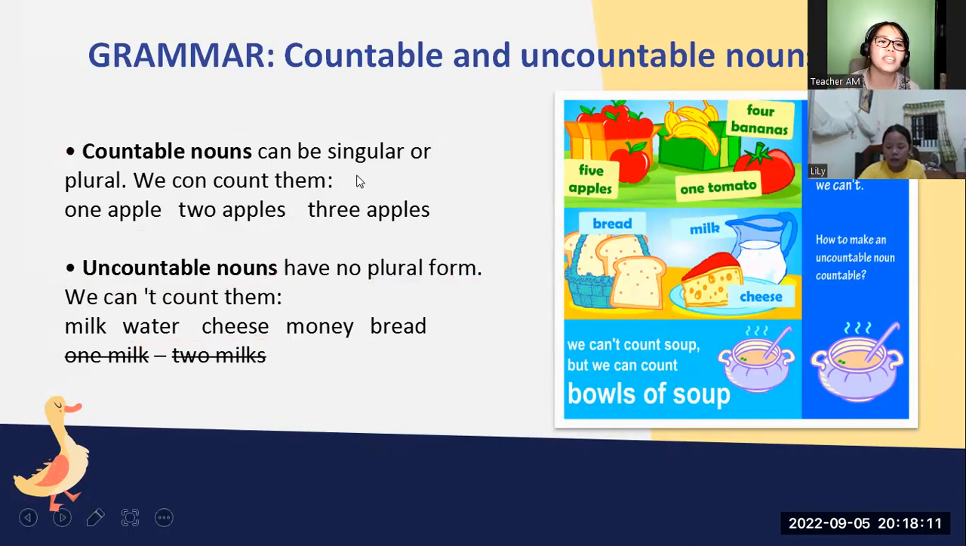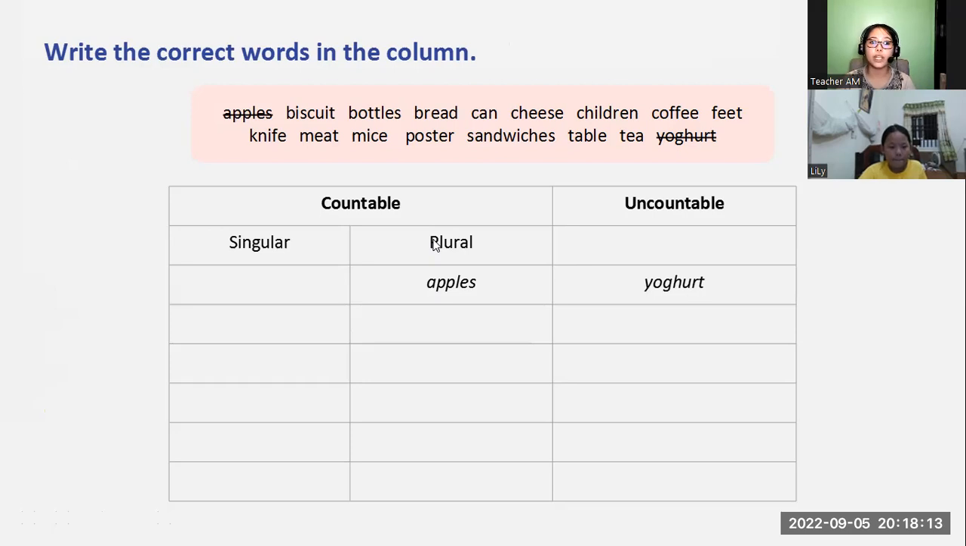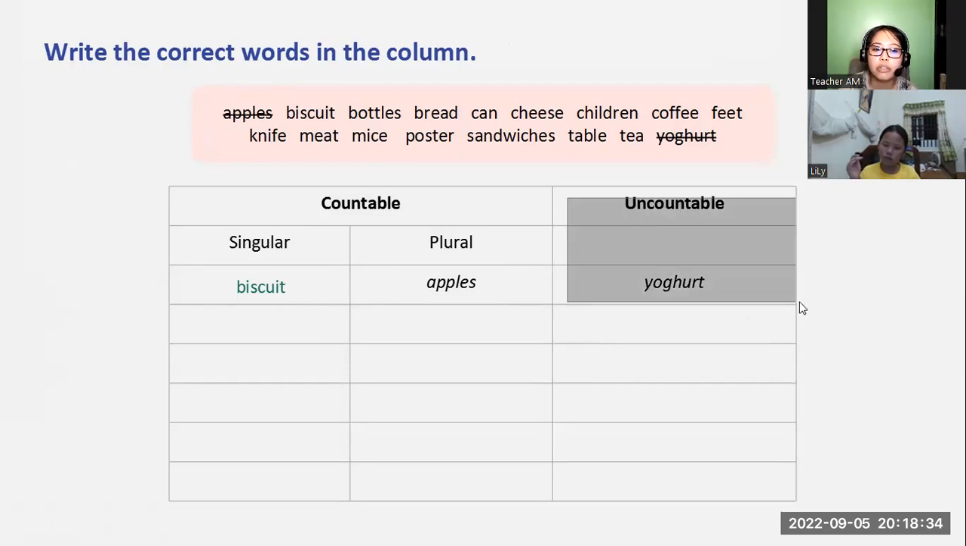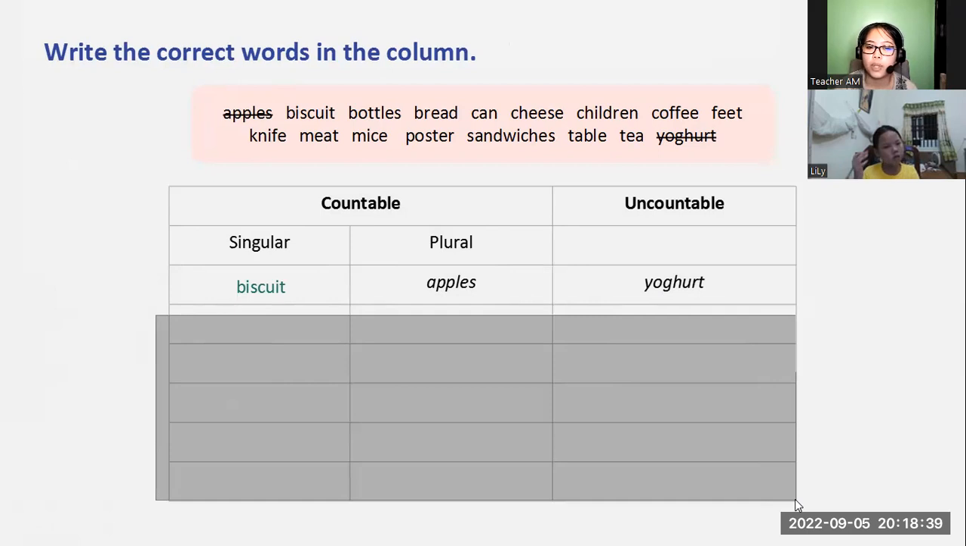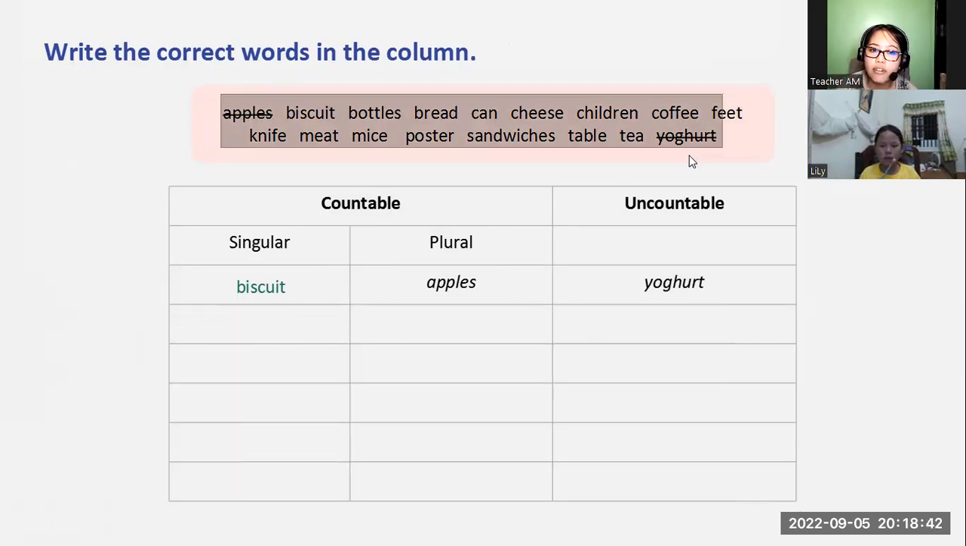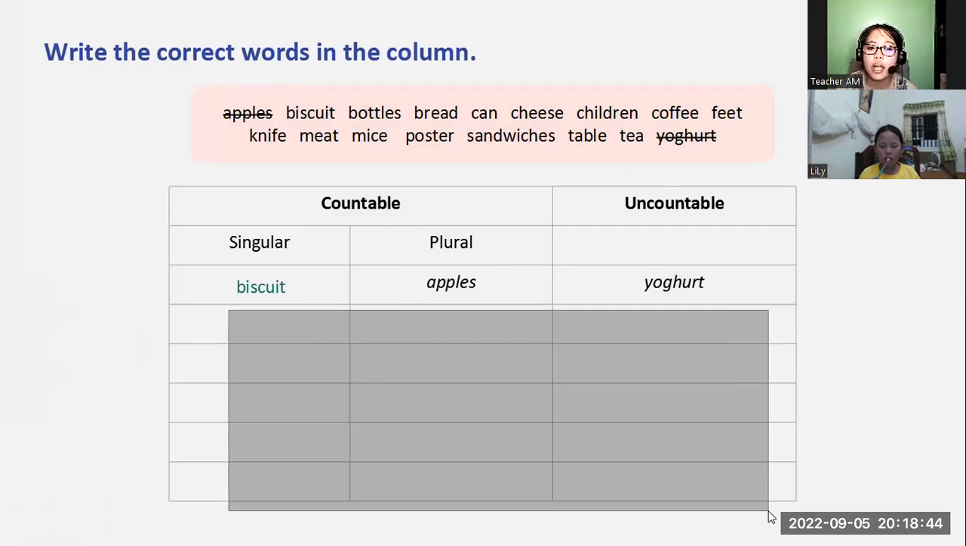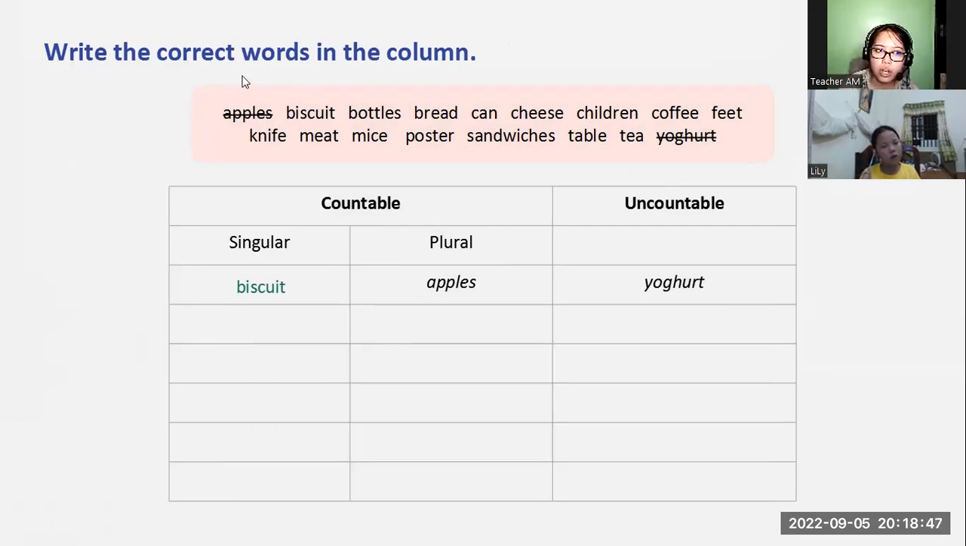Okay, so for this one, let's apply what you have learned with countable that belongs to singular, plural, and uncountable, which doesn't have a plural. Okay, example for countable, we have singular, just like biscuit. Plural, that's apples. Uncountable, that's yogurt. So now, Lily, I want you to write each word here from the box to the column that they belong.